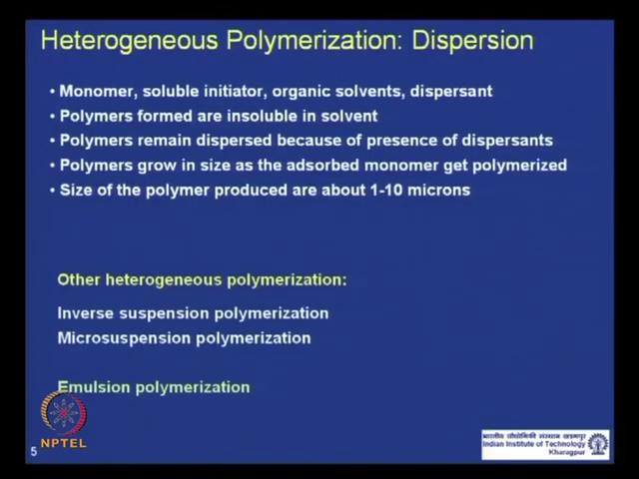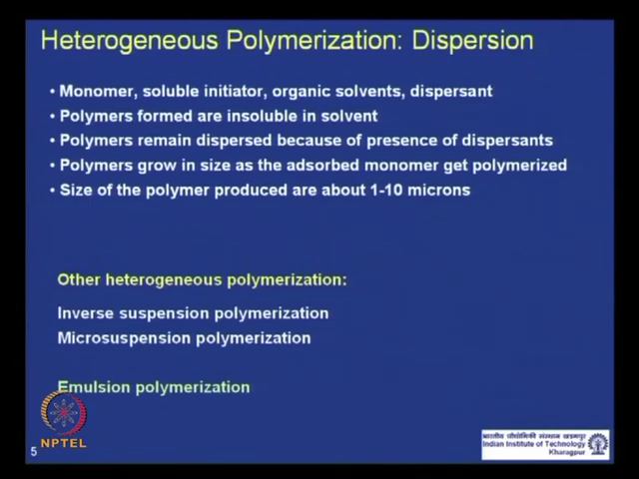Other heterogeneous polymerizations, like inverse suspension polymerization, are exactly the opposite of suspension polymerization, where the monomer is water soluble and the dispersing medium is organic solvent. For example, the polymerization of acrylamide in an organic solvent. There are other polymerization types like micro suspension polymerization, where the size of the beads is in a much smaller micro domain. So, the name micro suspension polymerization is used, and the polymerization could be done in an emulsion. Now, we will talk in more detail about emulsion polymerization.